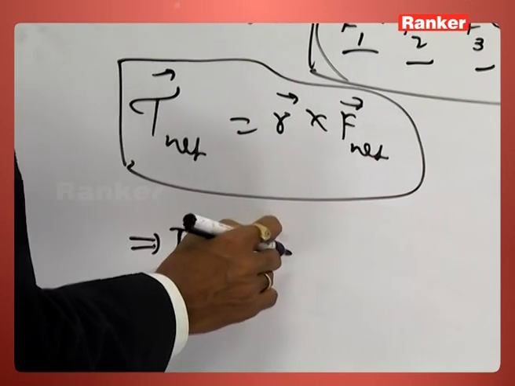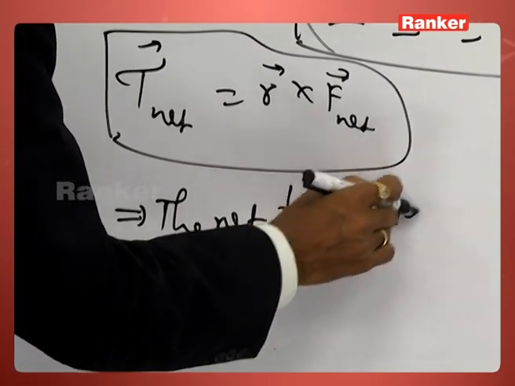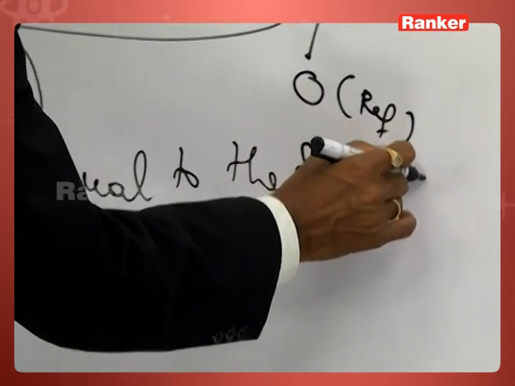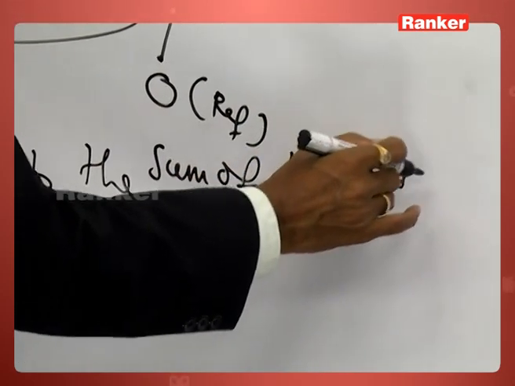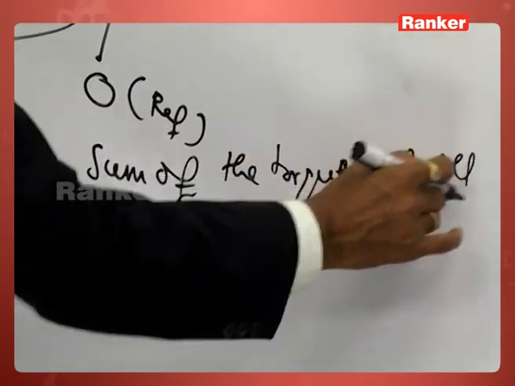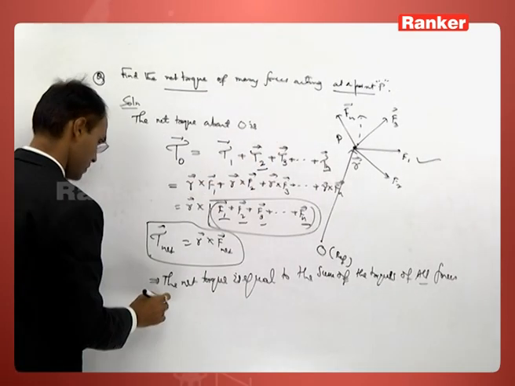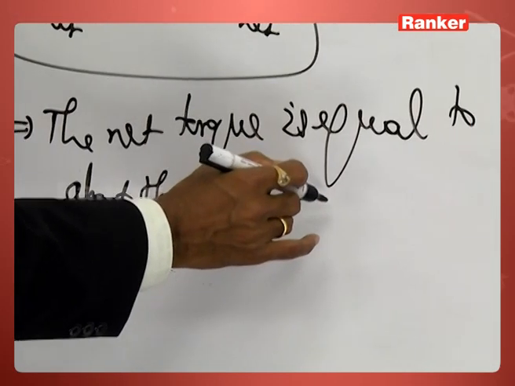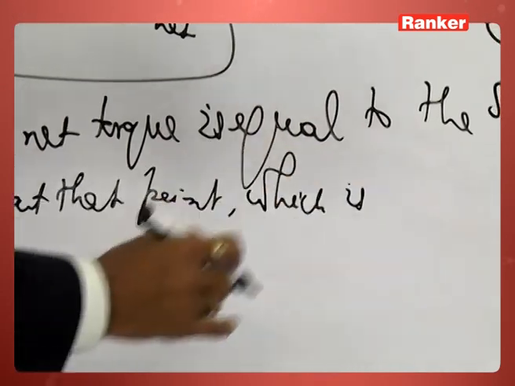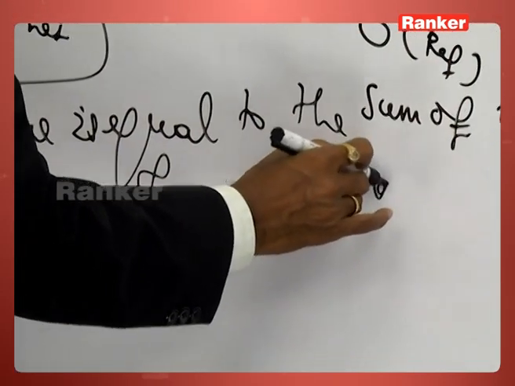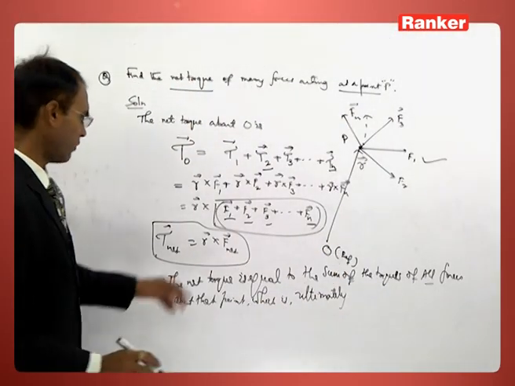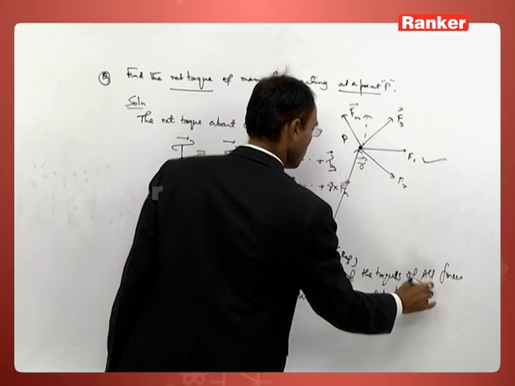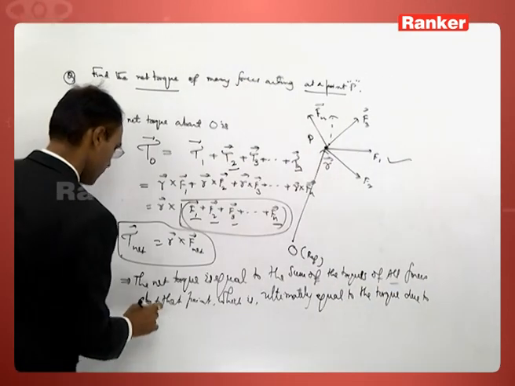This gives us the concept that the net torque is equal to the sum of the torques of all forces about that point, which is ultimately equal to the torque due to the net force.